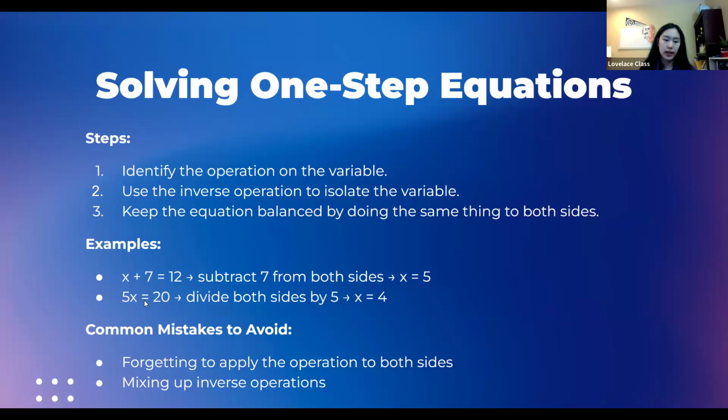We'll start off with the left side, right? 5 times x, and then we divide that by 5. That just equals 1 times x, because 5 divided by 5 is 1. And 1 times x is just equal to x. Now the right side is 20, so we have to divide both sides by 5. 20 divided by 5 is 4. So that's how you get x equals 4.